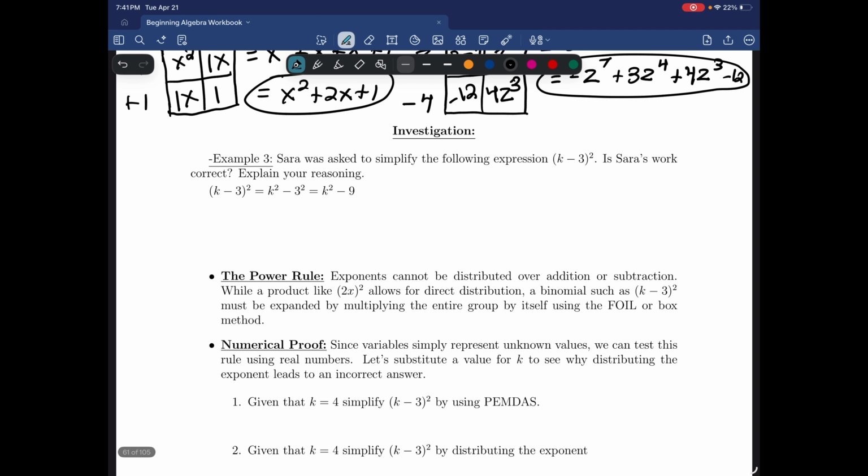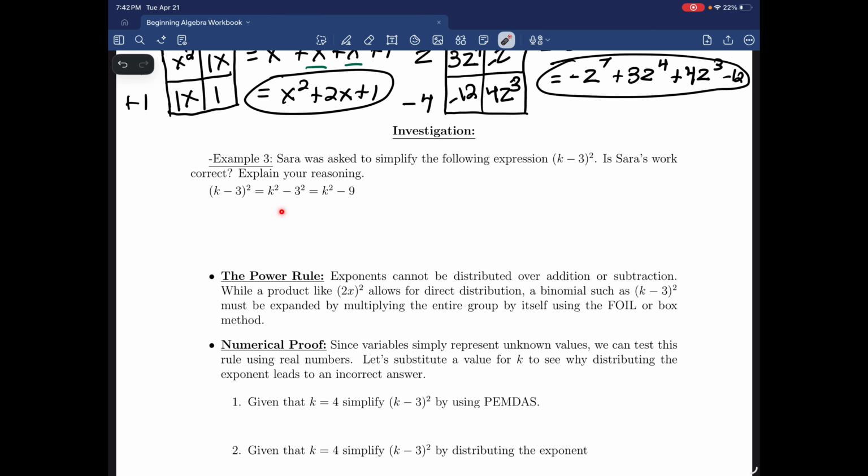Alrighty. So now that we have multiplied binomials, I'm going to go ahead and dive into an investigation because there is a pretty common mistake that occurs with algebra students. So let's go ahead and go through this investigation together. So for example 3, we are told that Sarah was asked to simplify the following expression, k plus 3 all squared. Is Sarah's work correct? And explain your reasoning. So go ahead, pause the video.